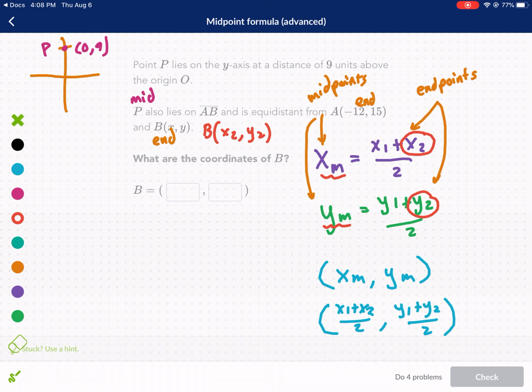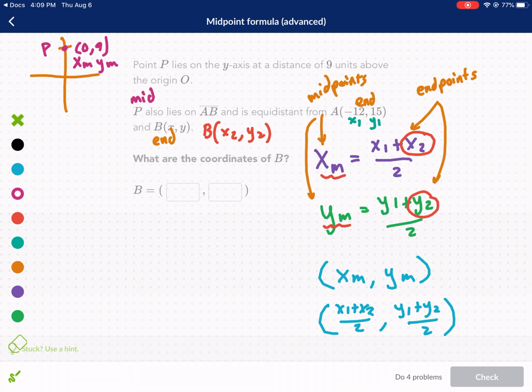The first thing you always want to do is label. So let me use a different color. I'm going to label A as x1, y1, our x value and our y value for the first point. P is our midpoint, so we'll call this xm and ym. That means the midpoint of our x value and the midpoint of our y value.